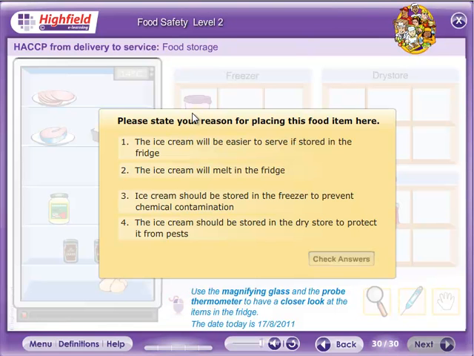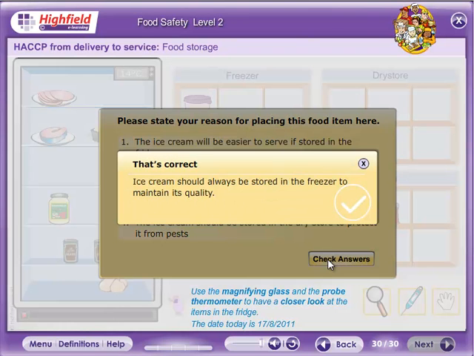Please state your reasons for placing this food item here. That's correct. Ice cream should always be stored in the freezer. Storing ice cream in the fridge for any amount of time could potentially cause poor quality, followed by contamination of other food, followed by bacterial multiplication.